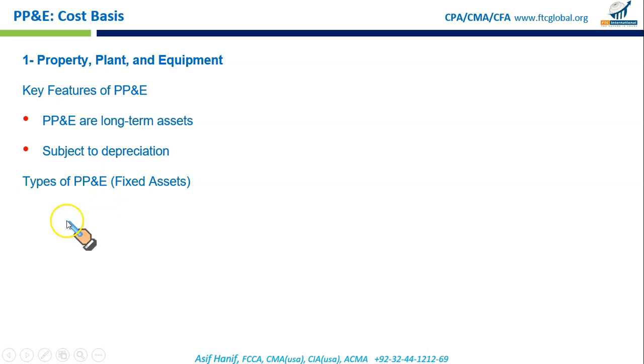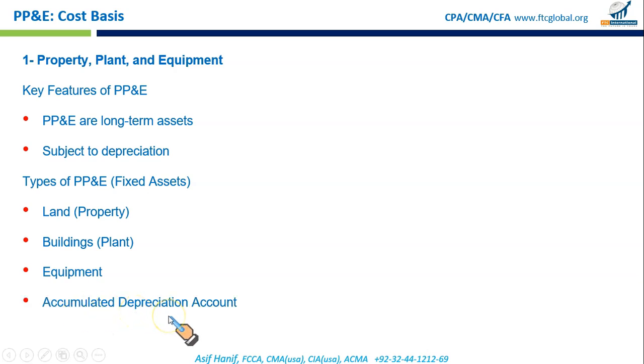Types of property, plant and equipment. Land. This means the land the company owns for business. Buildings, plant. This includes buildings and structures used for business operations. Equipment. This includes machinery, tools, furniture, other fixtures.